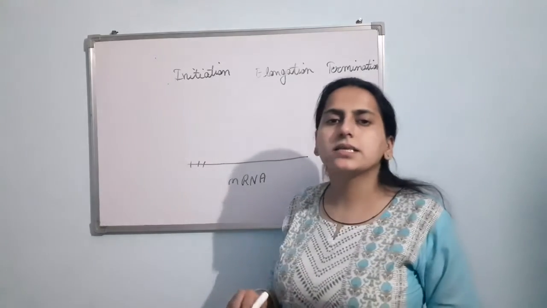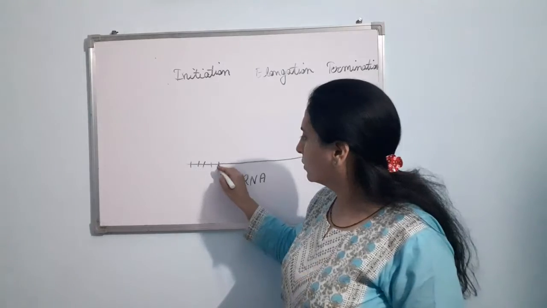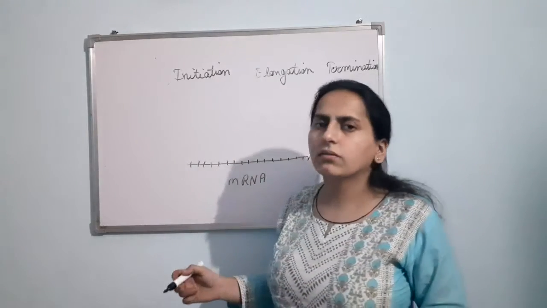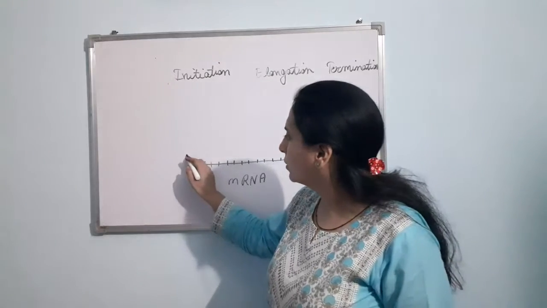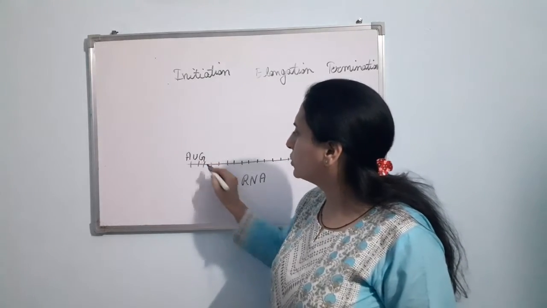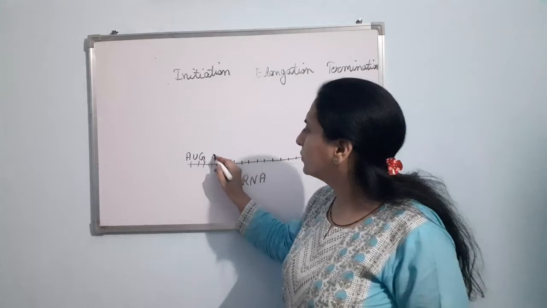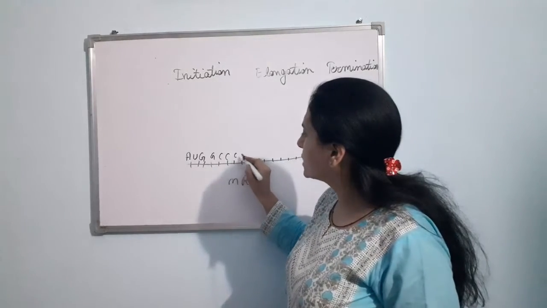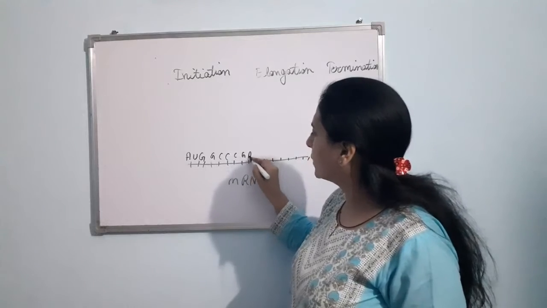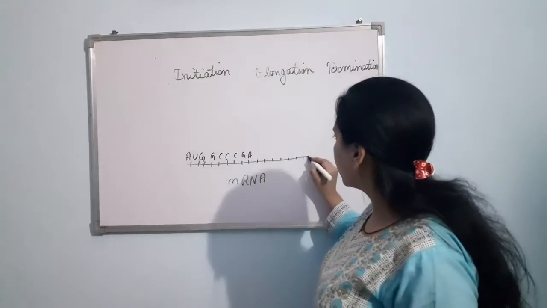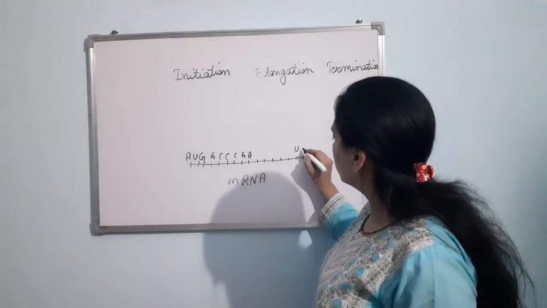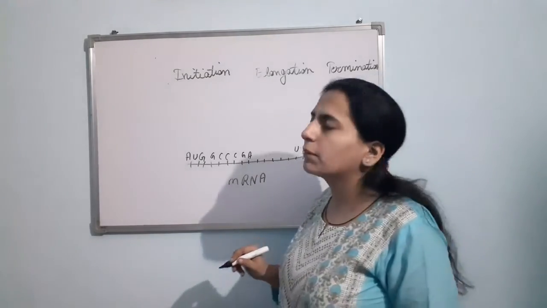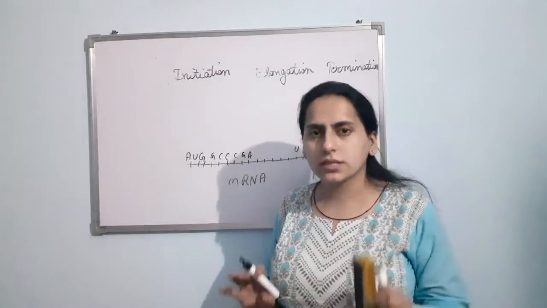and it contains the genetic code like this. In the starting there will be AUG for sure. AUG. Suppose here G, C, C is there. Then C, G, A, like this. And at the last, U, A, suppose. Fine. Now what will happen in the initiation process?